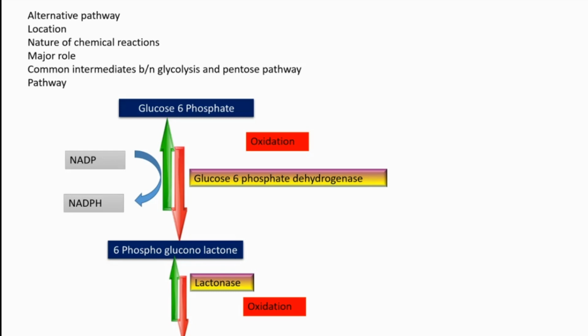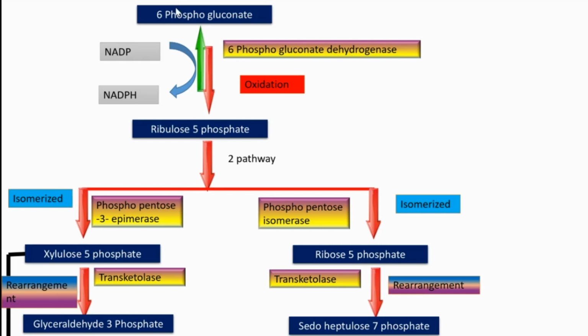Then we are going to see the next round of oxidation happening to this intermediate, 6-phosphogluconolactone. It again undergoes a reaction with the help of the enzyme lactonase and forms 6-phosphogluconate.